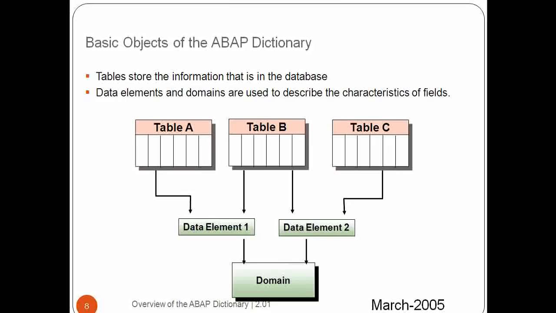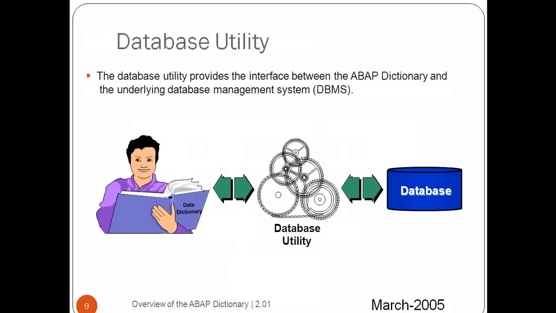As this particular domain has 10 characters, or 10 digits, and I want the same kind of requirement, I can just use the existing domain. So multiple data elements could have a single domain. Likewise, multiple table fields could have a single data element. Okay, is it understandable? Just let me know if any doubt.